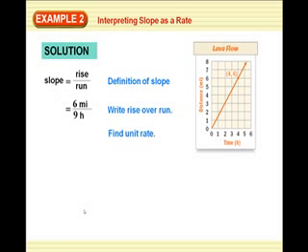I'm not sure where they got 9. It's supposed to be 4. I'm looking in the book. That's a typo right here. This is a typo. That's supposed to be 4.